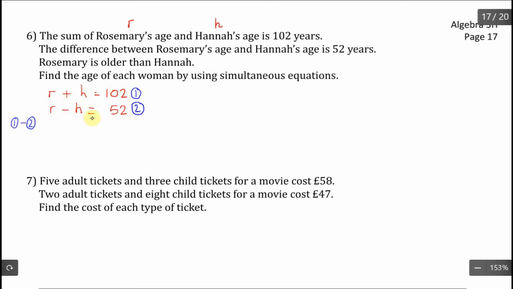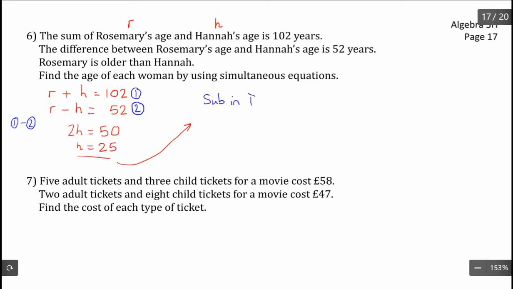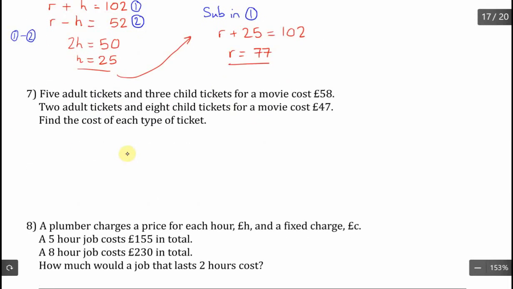H, take away negative H, would give me 2H. And 102 minus 52 is 50. And when I divide that by 2, we find that Hannah's age is 25. I'm just going to show that my working comes up here. We're now going to sub that into the first equation to find Rachel's age, sorry, Rosemary's age. So R plus 25 is equal to 102. So if we take away 25 from 102, R must be 77. And that's it.